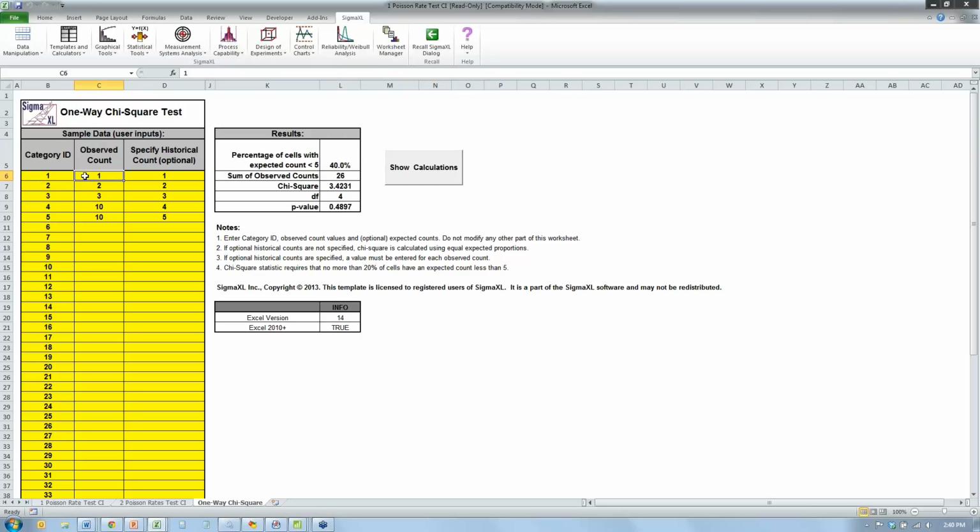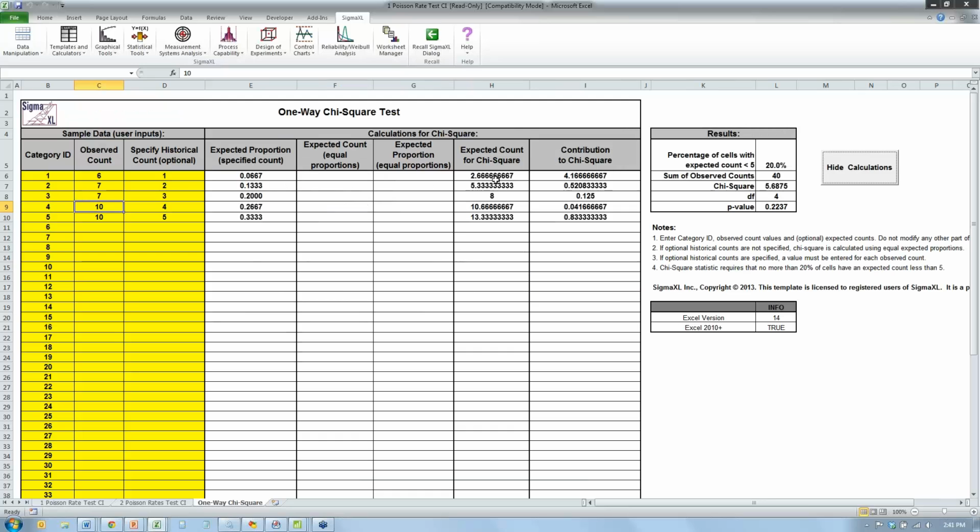All right, so for example now, if I increase this to say 3, this would actually be an example where you're meeting that 20% rule. So really, you want no more than 20% of the cells to have an expected count of less than 5. And here are the expected counts, so you can look at those as well.